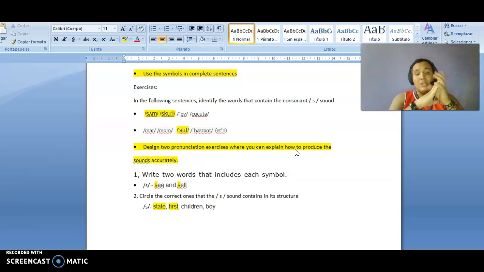First, write two words and create a symbol. For example, Z, fell. Second, circle the correct one of the S sound contained in the sentence: stage, first.